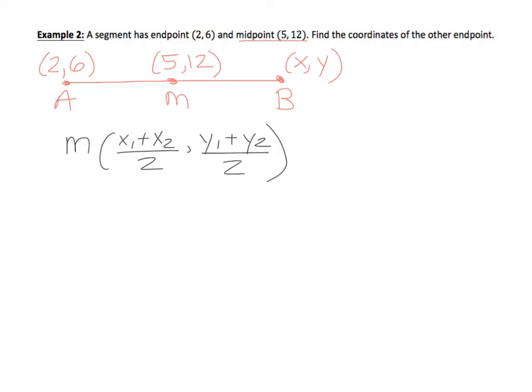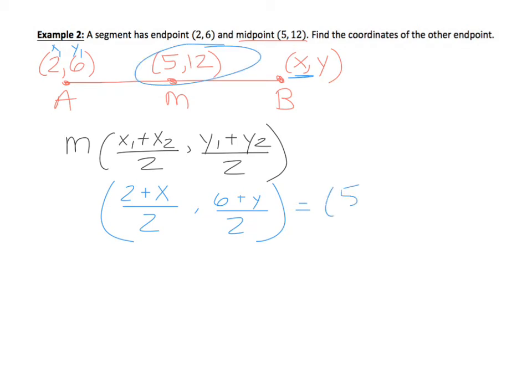So here's our formula, and we do have the X1 and the Y1 already. So 2, 6. Let's go ahead and sub that in. 2 plus, we don't know what X2 is, it's just the X in my picture. So 2 plus X divided by 2, and then do the same with your Y1. So 6 plus Y divided by 2. But this time, we do know that the midpoint has to be 5, 12.